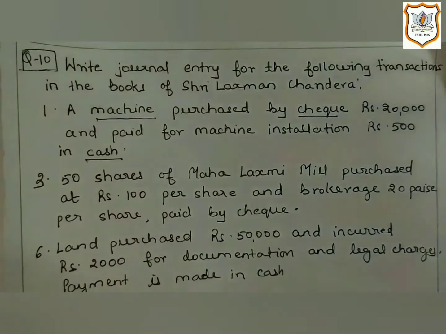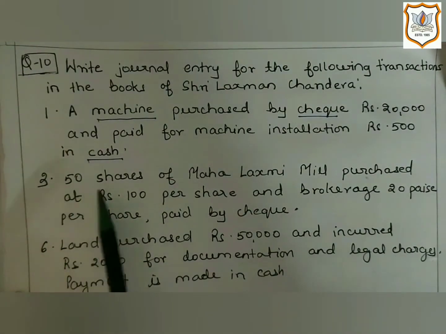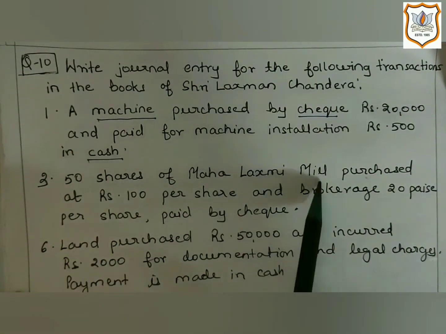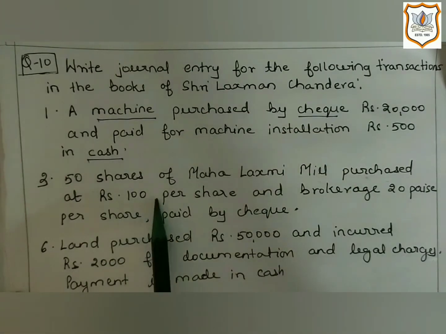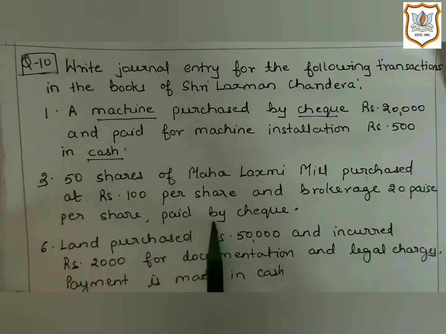Now let us see the next transaction. Third number: 50 shares of Mahalakshmi Mill purchased at rupees 100 per share and brokerage 20 paisa per share paid by check.